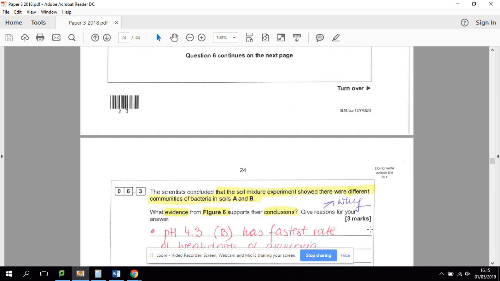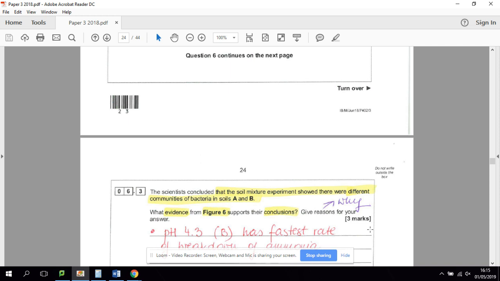Right? Next question: the scientists concluded, so they told you what they can see, okay? That the soil mixture experiment showed there were different communities of bacteria in soil A and B. What is the evidence? Looking at this figure 6, you are allowed to say nothing else than just a statement that says, yes, this conclusion is correct.